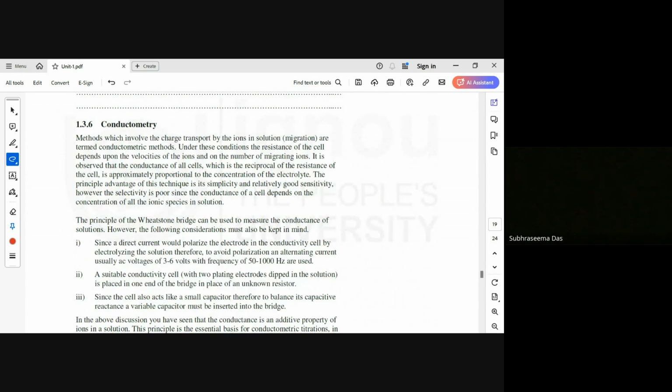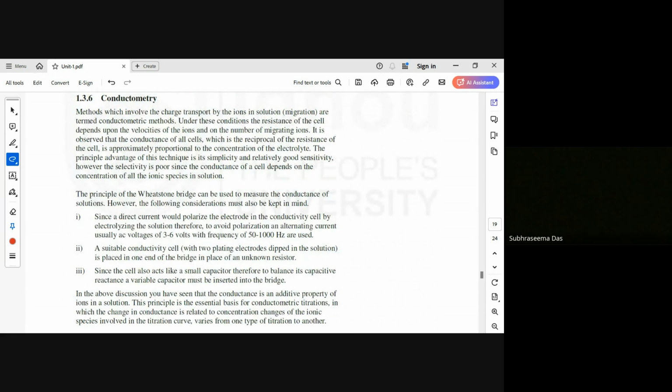As of now, there is another electroanalytical method that we call conductometry. This conductometry uses the principle of conductance, as the name implies. Among methods which involve the charge transport of ions, such as conductometric titrations, conductance is the reciprocal of resistance, and it is approximately proportional to the concentration of the electrolyte. Conductometry utilizes this technique and has good sensitivity, but the selectivity is poor since the conductance depends upon the concentration.